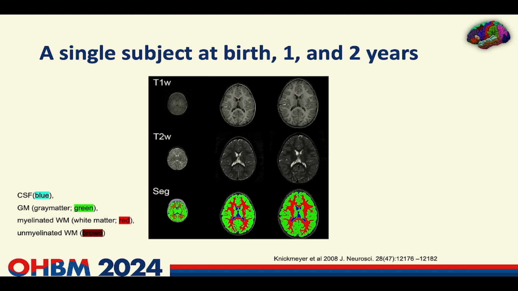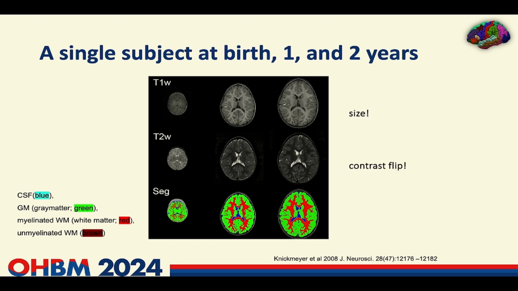So here you see images taken of a single subject at birth, at 1 year and 2 years of age. In the top row, you see T1 weighted images, in the middle, T2 weighted images, and then a basic 3-4 label segmentation in the bottom row. And so you can see that there's a huge size difference, even during the development of 2 years. So there's a tremendous growth postnatally during this time. So your tool has to be robust to such size differences.